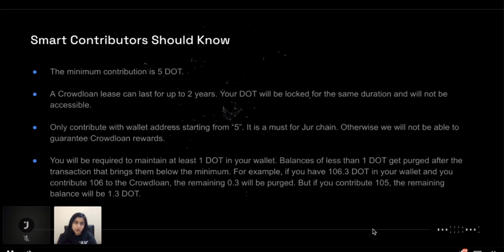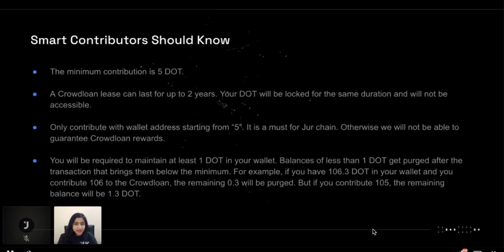Then third, only contribute with wallet addresses that start with 5. It is a must for Jude chain. Otherwise, we will not be able to guarantee the crowd loan rewards, which is more Jude tokens for you.